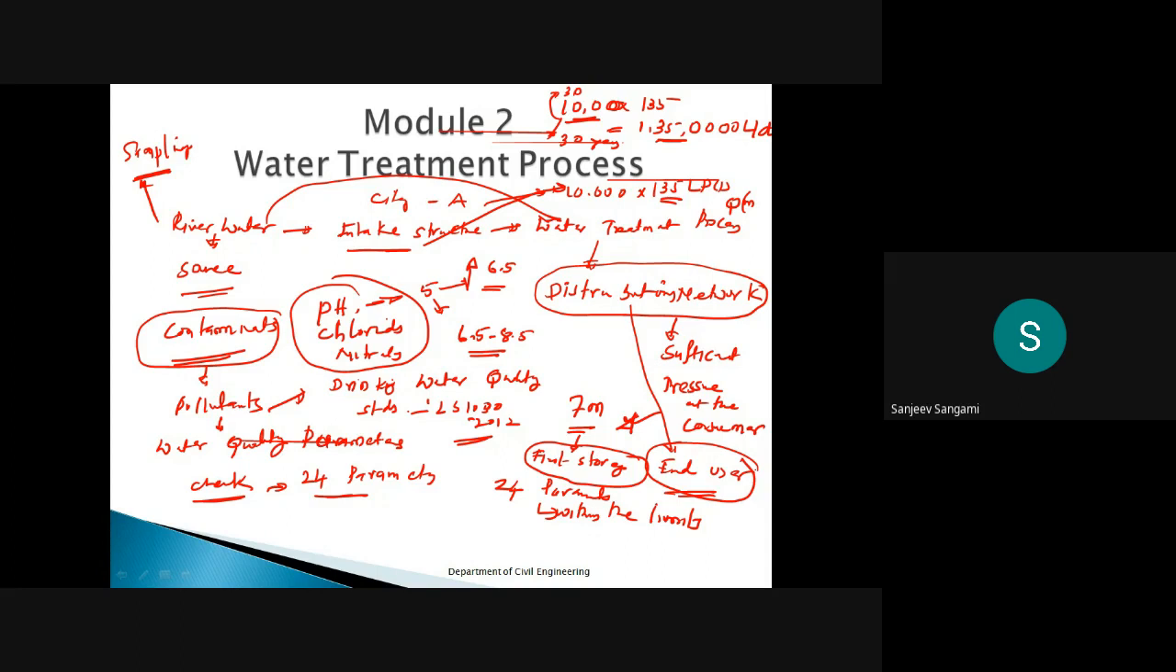In the water treatment process, the treatment is dependent on the quality of the source of water. That you always have to remember. Once it is purified, or once it is said that it follows the IS code, that is IS 10500:2012, then it has to be distributed to the consumer with proper design. So this is overall about the water treatment process.